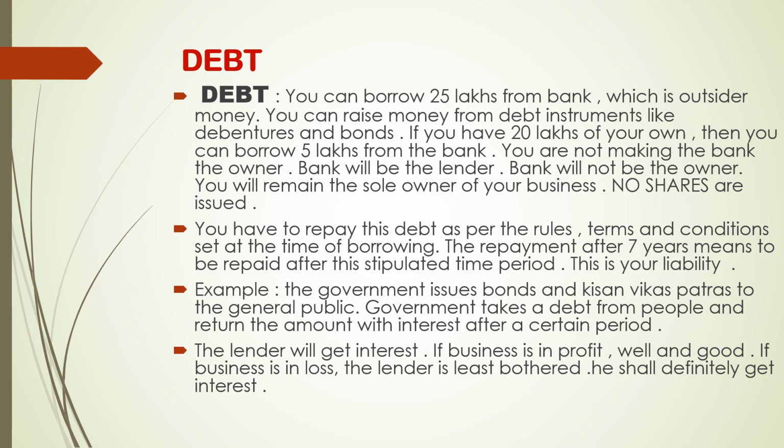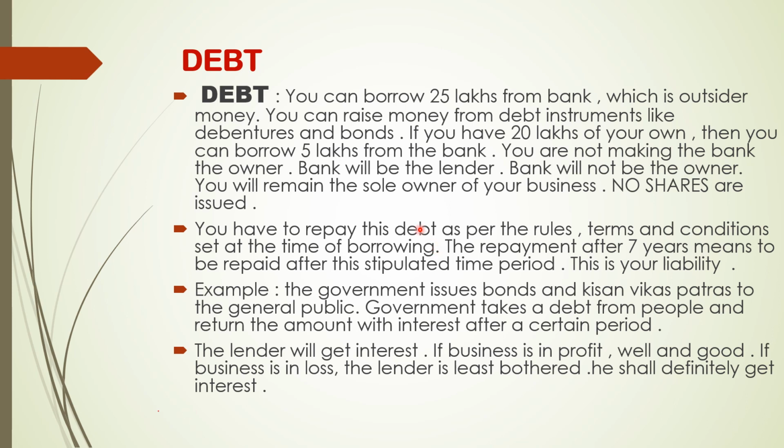You are not making the bank the owner of your business. In the previous slide, in the equity, you are making the new person the owner of your business to the extent of his share. But in this case, you are borrowing the money; the bank or XYZ, anybody, is not going to become the owner of your business. He is just the lender. You do not have to share any sort of profit with the bank. The bank is only a lender, not the owner. You will remain the sole owner of your business.